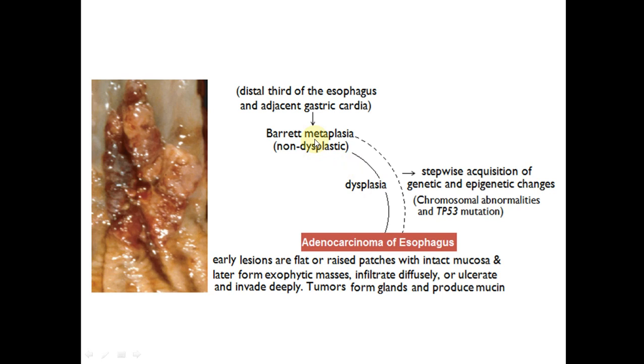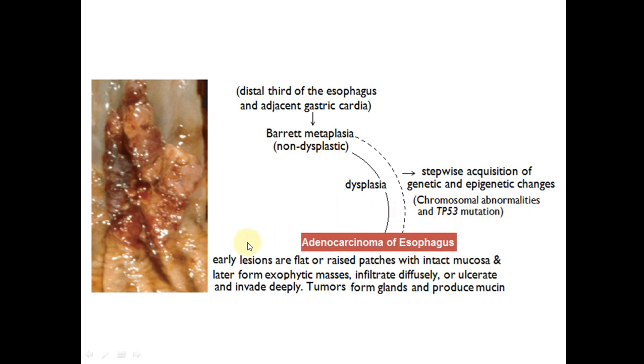So adenocarcinoma is most common in the distal third of the esophagus, and mostly the upper part of the stomach known as the cardia, which continues upward with the esophagus. Initially the Barrett metaplasia is non-dysplastic, but slowly and gradually dysplasia occurs in the metaplastic epithelium, and as a result there is stepwise accumulation of genetic and epigenetic changes, particularly chromosomal abnormalities and mutations in the tumor suppressor gene, p53 genes, and the proto-oncogenes.